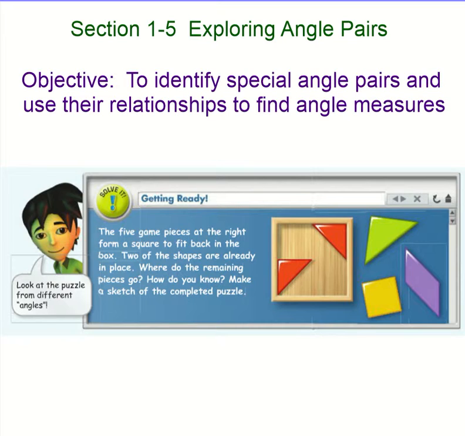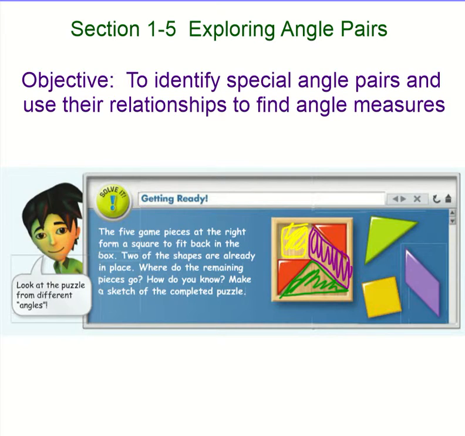So we look at this game board over here. We've got 5 game pieces that form a square if you fit them back in the box correctly. And so 2 of the shapes are already in the place where they need to go. You have to try and determine where the other shapes go. So make a sketch of the completed puzzle. Pause the video here and check to see if your sketch agrees.